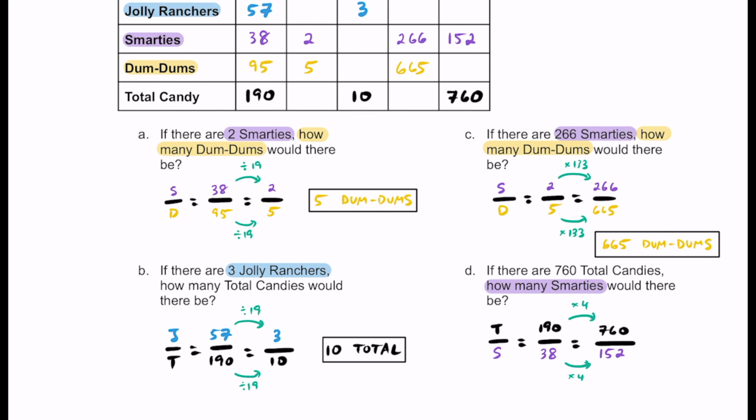152. So again, from 190 to 760, you might need to try doing some multiplication or division, whichever one you prefer to do. This is going to be times 4 we just figured out. So from 38 to our answer here of 152, it's also times 4. Okay, so keep that equivalent ratio. All right, so if there were 760 total candies here, then 152 of them would be made up of Smarties.